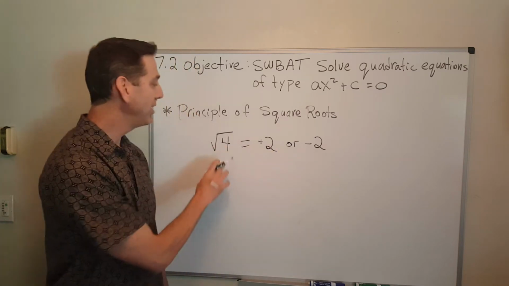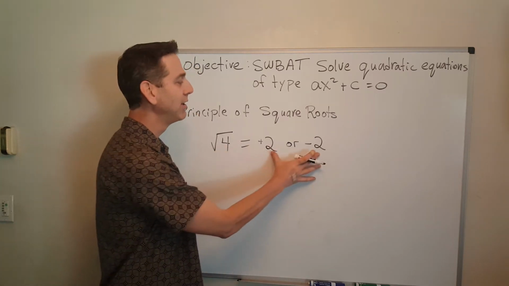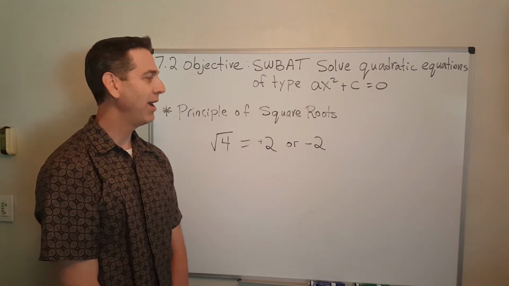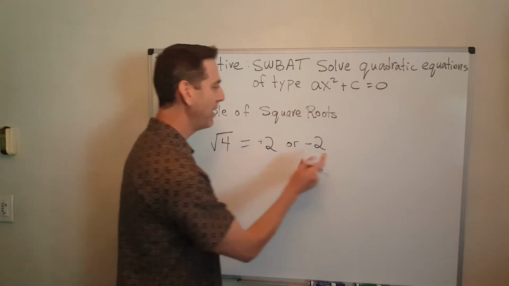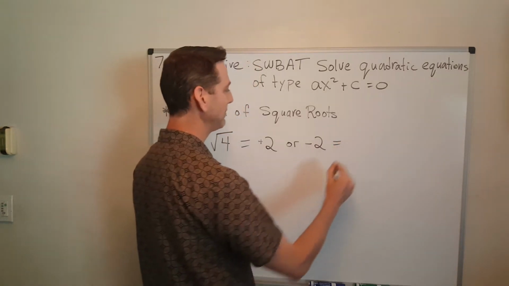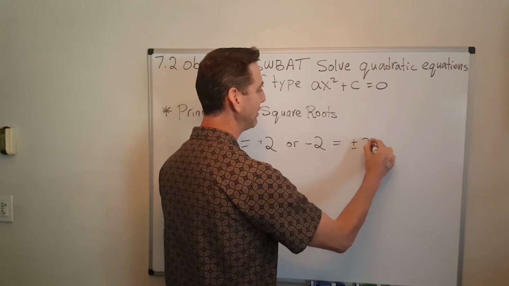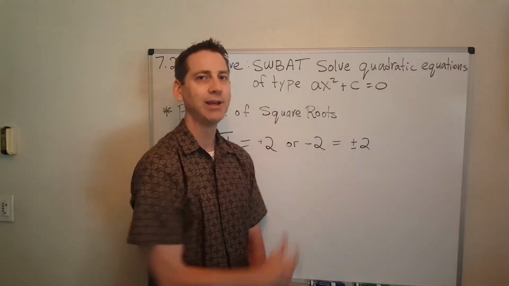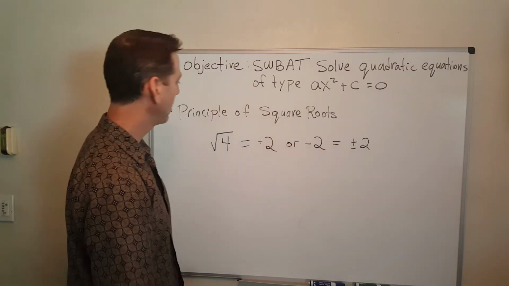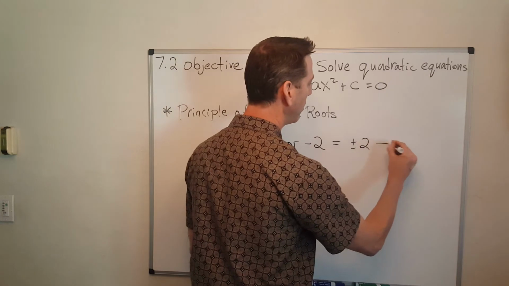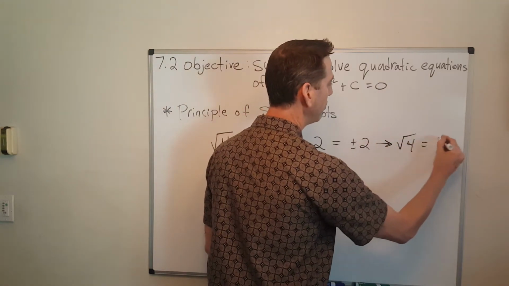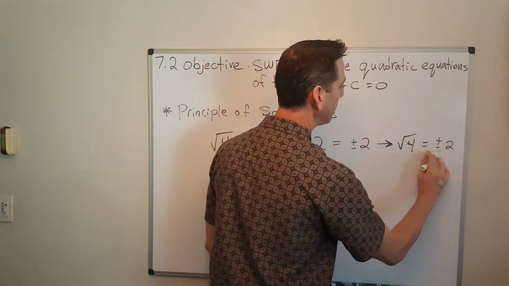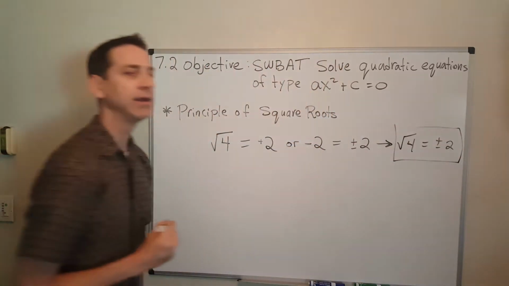So anytime you have a positive radicand, you're going to get 2 solutions. Keep this in mind. By the way, we can write this as plus or minus 2. That's a shorthand way of writing it. You can say 2 or negative 2, or you can just say plus or minus 2. So the square root of 4 equals plus or minus 2.